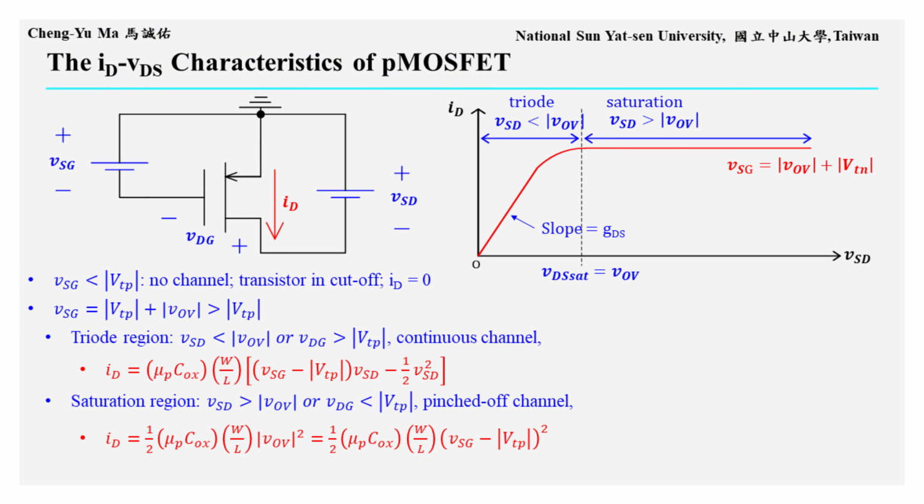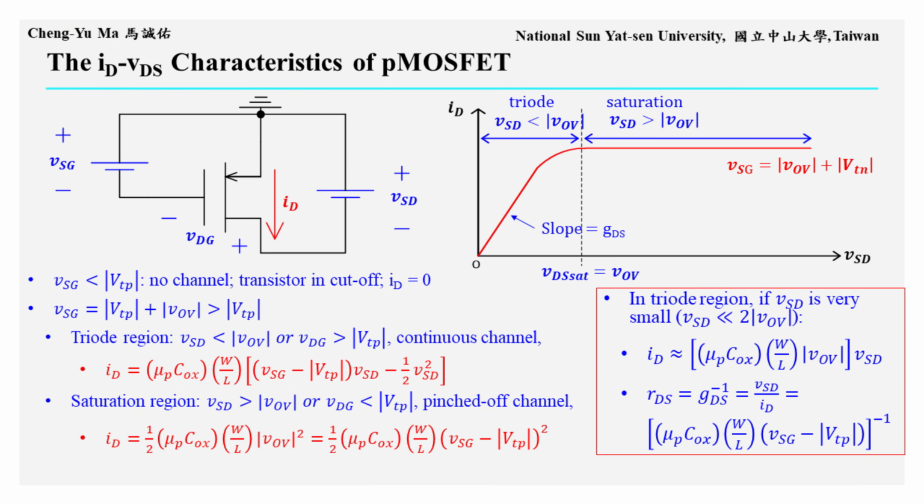When VSD is greater than absolute VOV or VDG is less than absolute VTP, the channel is pinched off and the device enters saturation. The saturation current is 1/2 mu p C oxide W over L times absolute VOV squared, or 1/2 mu p C oxide W over L times the square of VSG minus absolute VTP.